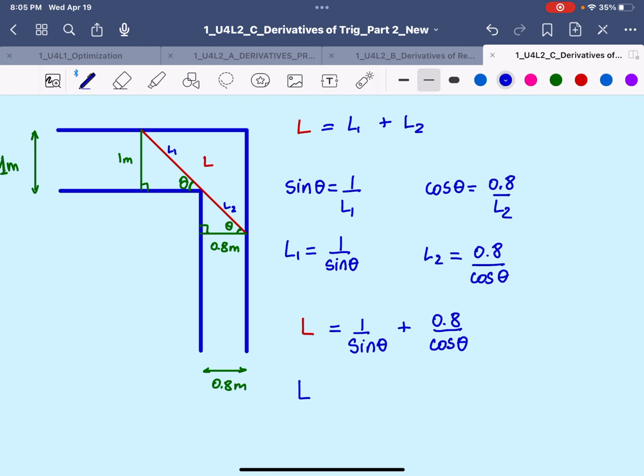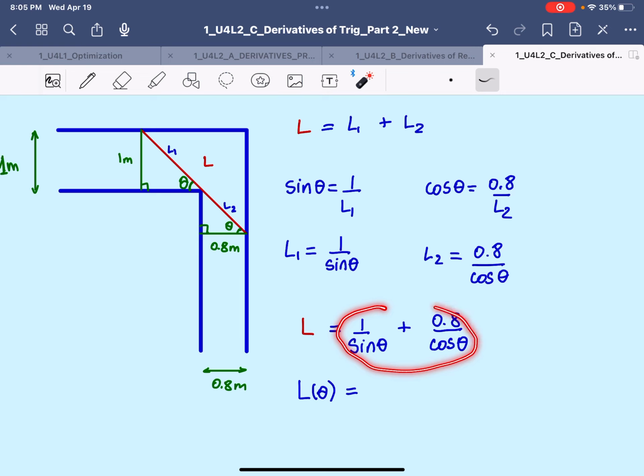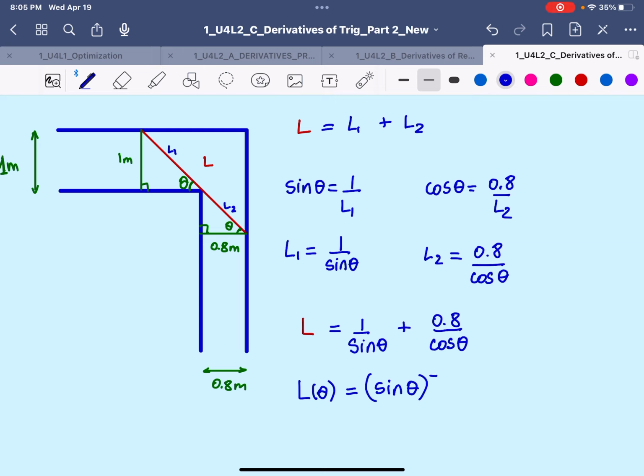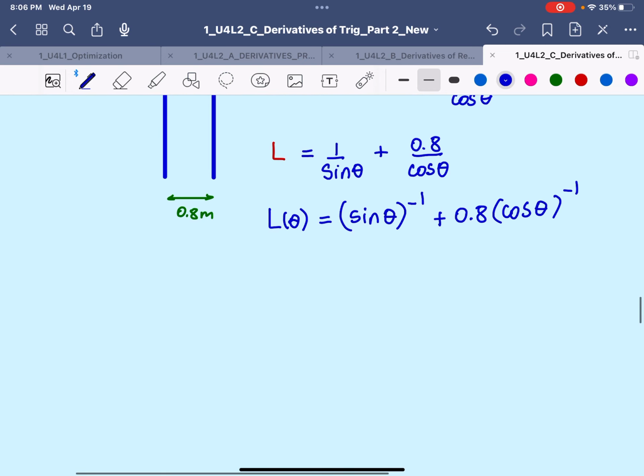So we're going to write the equation in proper form. L of theta equals, and because we know we have to differentiate this function, we are going to rewrite this slightly differently. Since we have constants in the numerator, it will be easier to differentiate by converting these fractions into exponential terms with power -1: sine theta to the power of -1, and then plus 0.8 cos theta to the power of -1. So now we're ready to differentiate L. We're going to say L prime of theta equals.